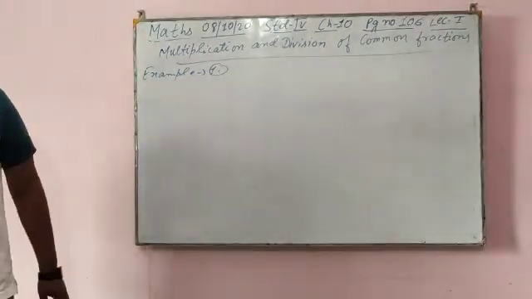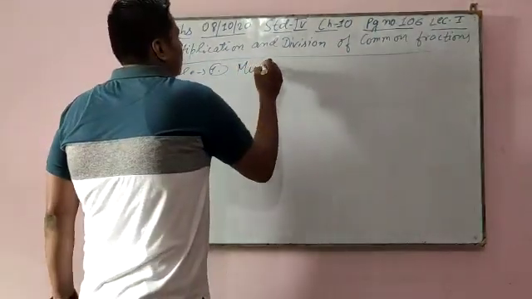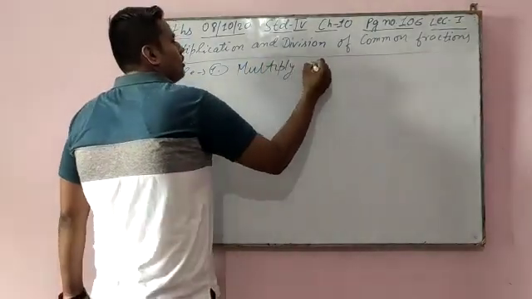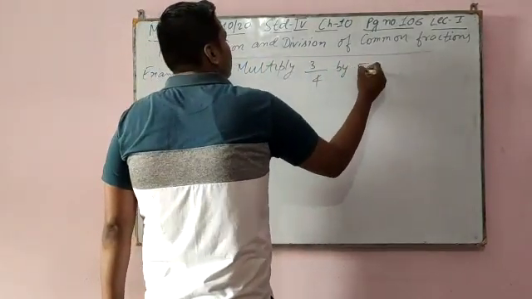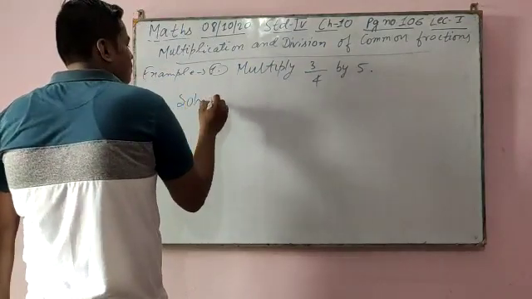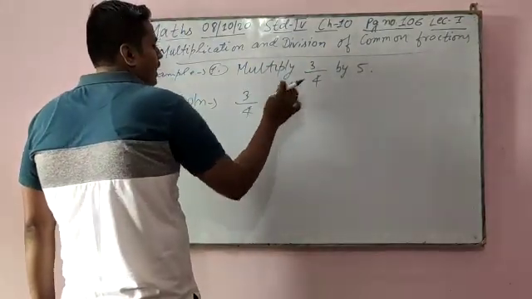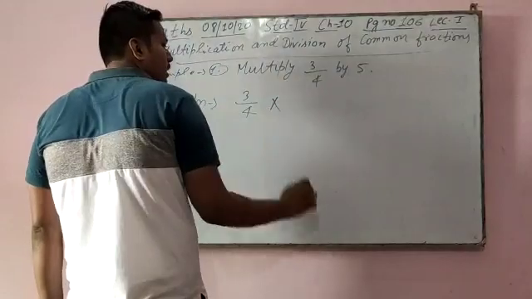Question is multiply 3 by 4 by 5. So come to solution. 3 by 4, by means what? Multiply. So give a multiply sign.